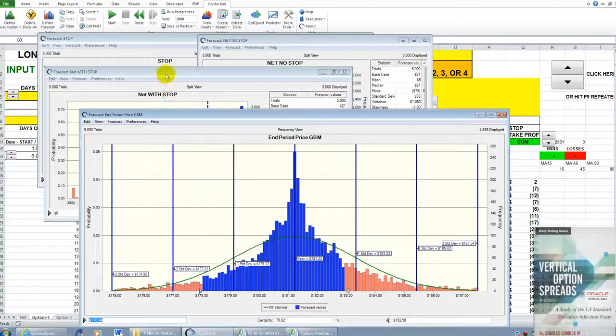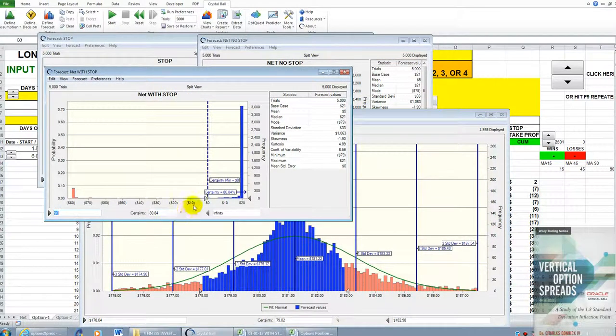We're interested in the net with stop. Interestingly, it didn't do much at all, as you can see on the trade. It was 81%. It's still 81%. And our mean before was $5 or $6. Now it's $5. So it didn't do anything to the trade in such a short time interval.